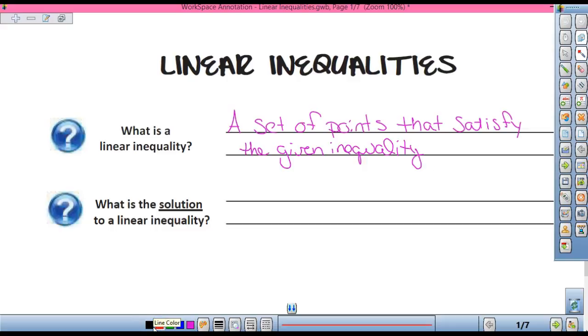The solution is going to be the shaded region of the graph of the inequality.